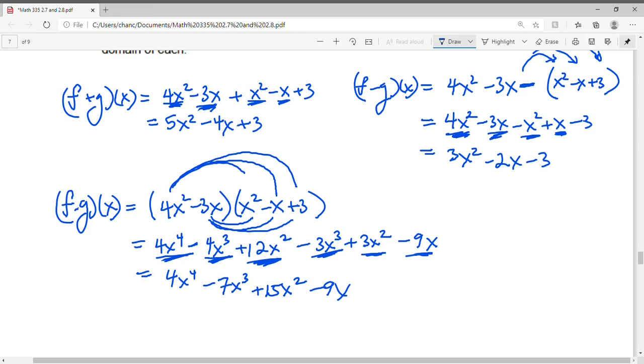The last part of the question is to do division. f divided by g of x. f of x is 4x squared minus 3x, and on the bottom we're going to divide by x squared minus x plus 3. You want to double check to make sure you can divide out common factors. In this case, if I were to factor the top and factor the bottom, I will still not have any common factors to divide out. So this is a good solution for f divided by g of x.